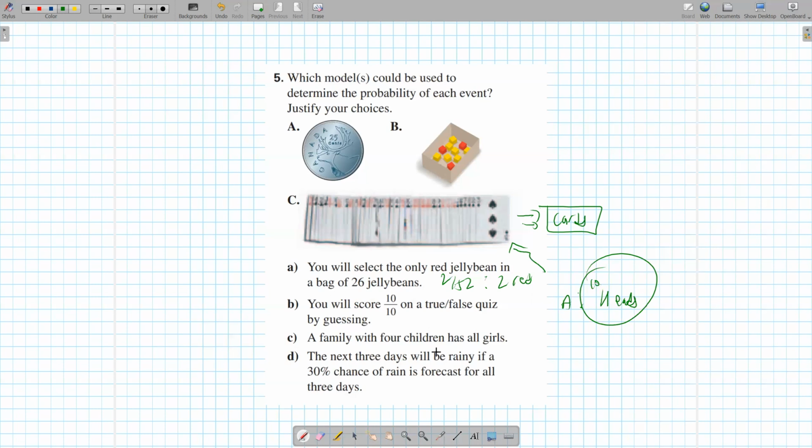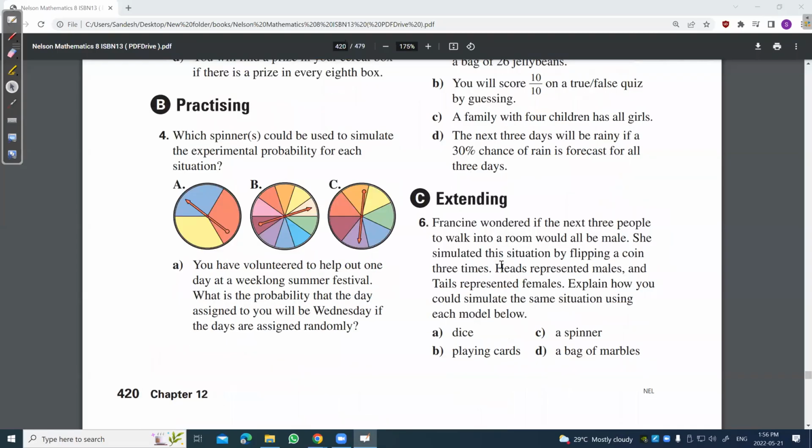Look at C. A family with 4 children has all girls. Which one can we use and modify a little bit? A. How would you explain it? You could toss a coin, yeah? And you can get all heads, right? That would simulate this, correct? Look at D. D must be B. I mean, 30% chance, looks like there's 3 red out of 10 total, so D is B, okay? So we're just kind of modifying the thing a little bit.